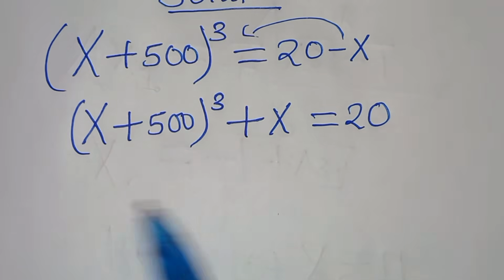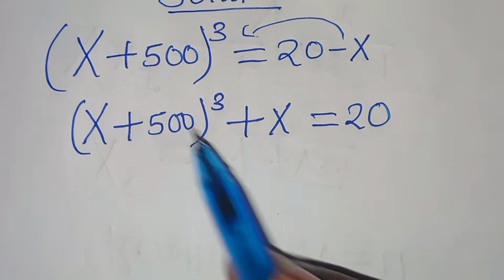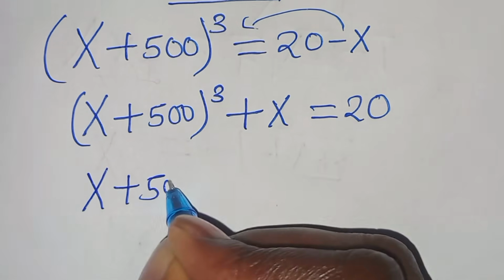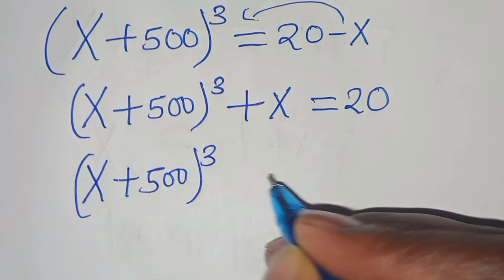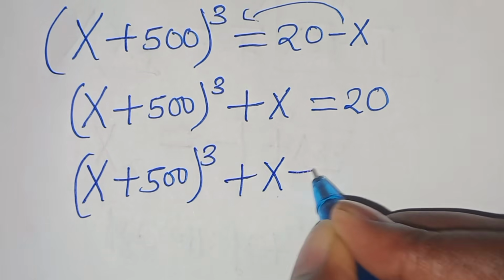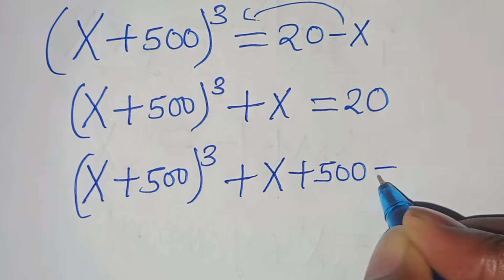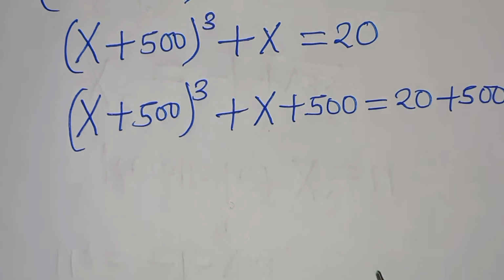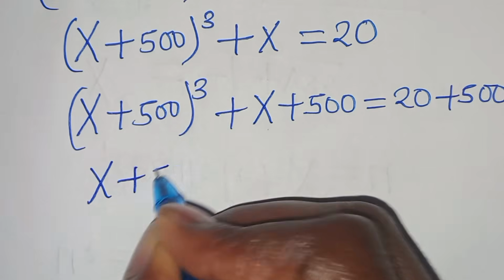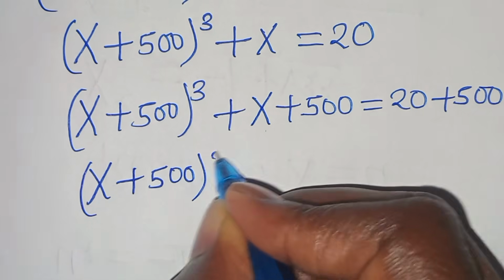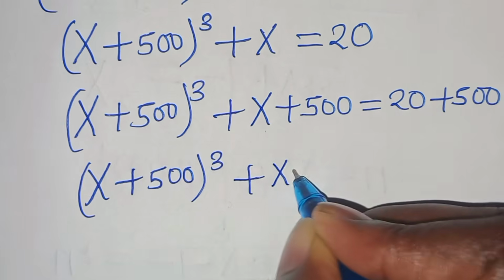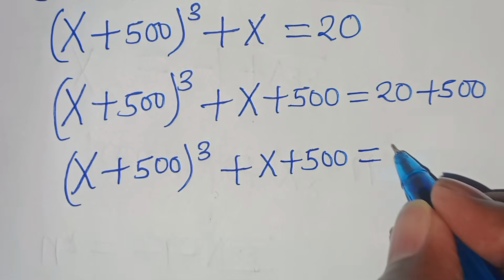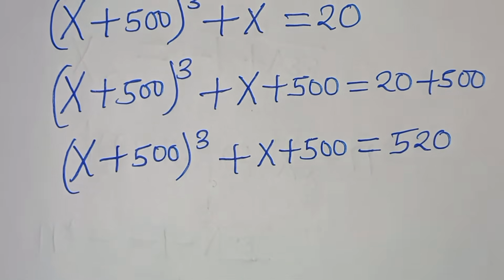Now, the next step from here we have x plus 500. So let's add 500 on both sides so that we have (x + 500)^3 plus, here we have x plus 500, equal to 20 plus 500. So this is to mean that we have (x + 500)^3 + x + 500 = 20 + 500, which is equal to 520.